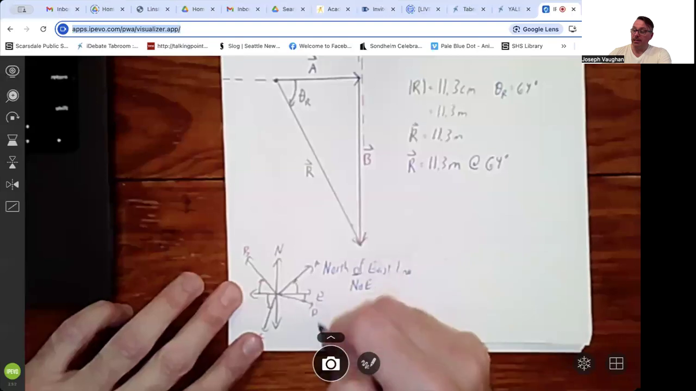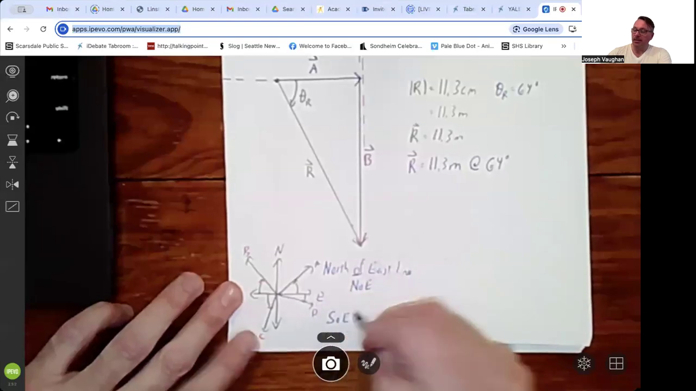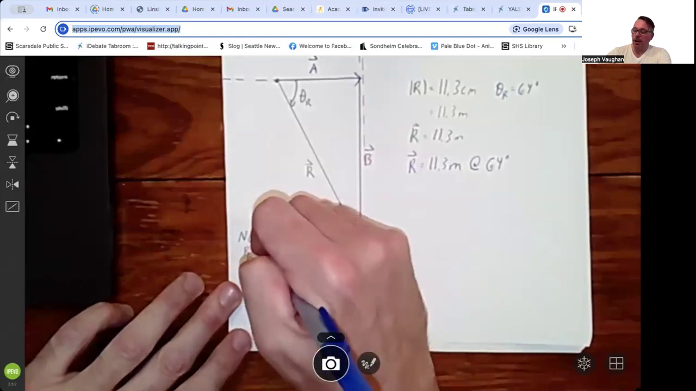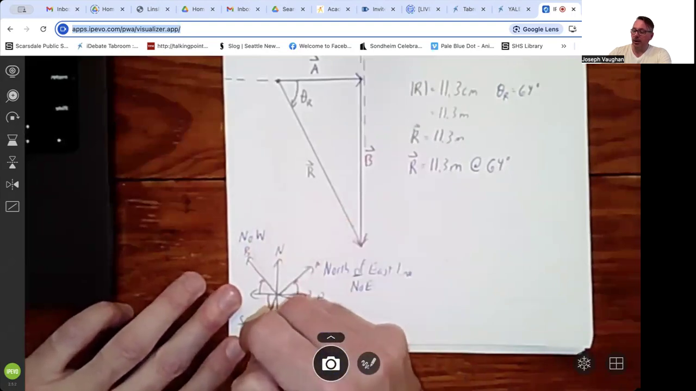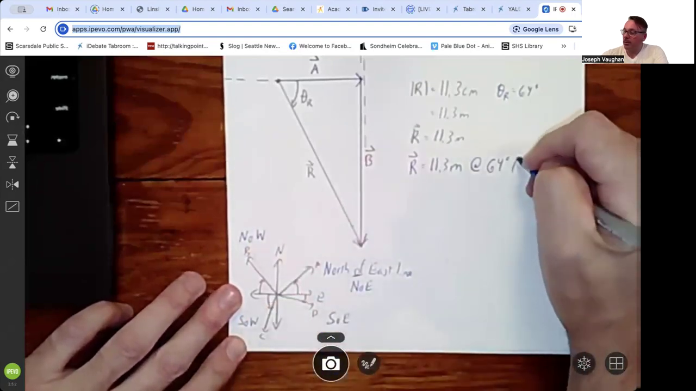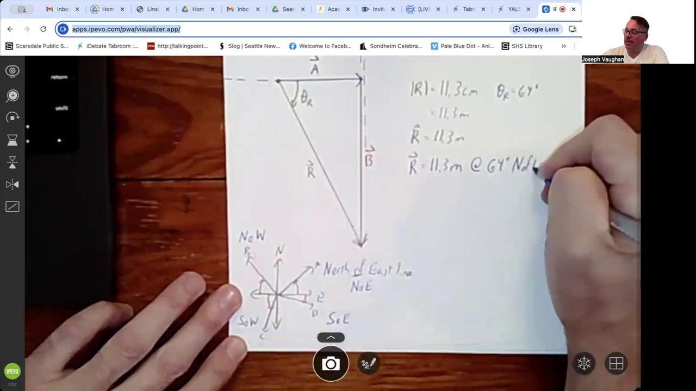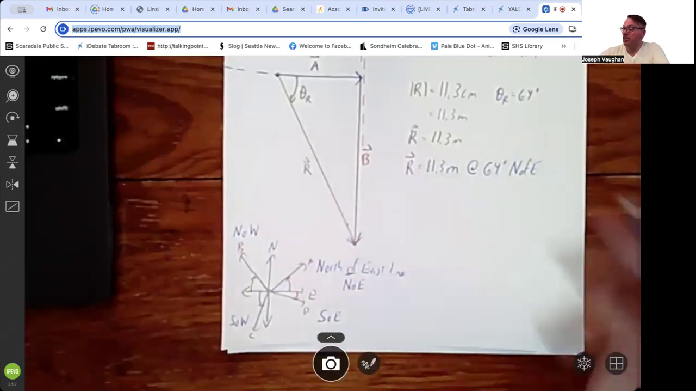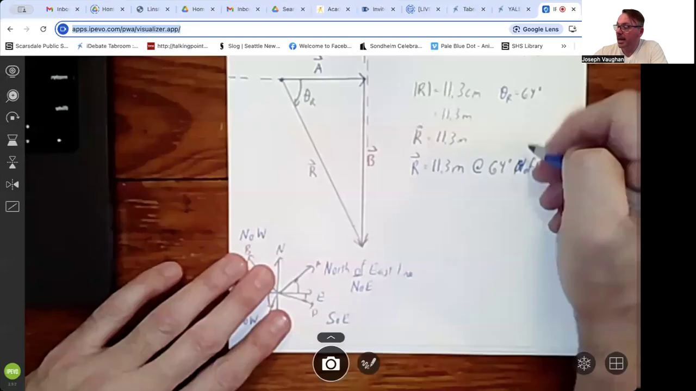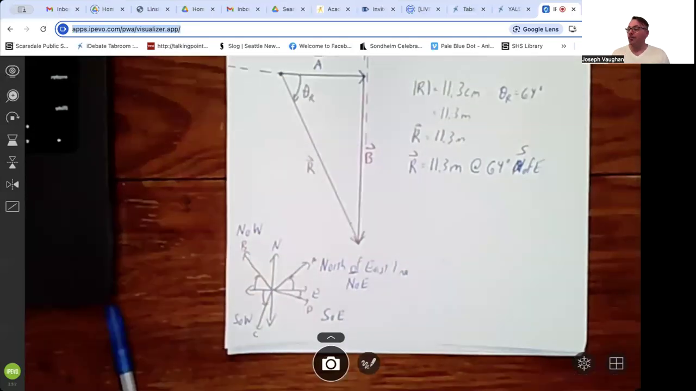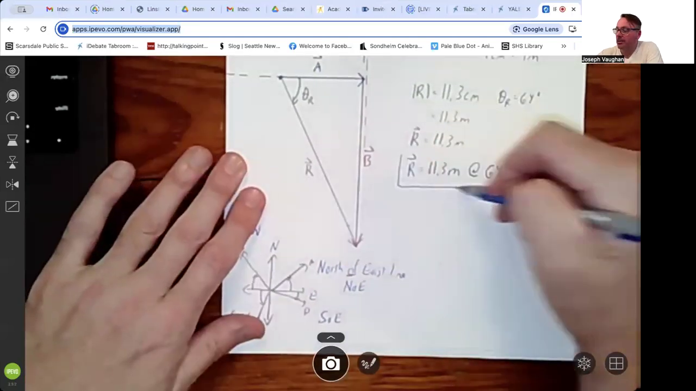Get it? So this is south of east. This is north of west, and this is south of west. There we go. So this is north of east. I just wrote that out there. Or actually, sorry, this one is south of east. And so there you go. Now I have a final answer.